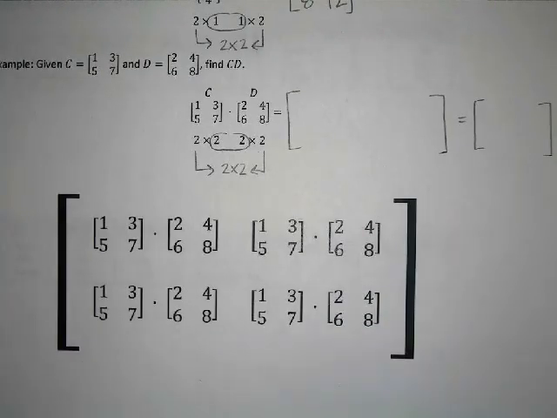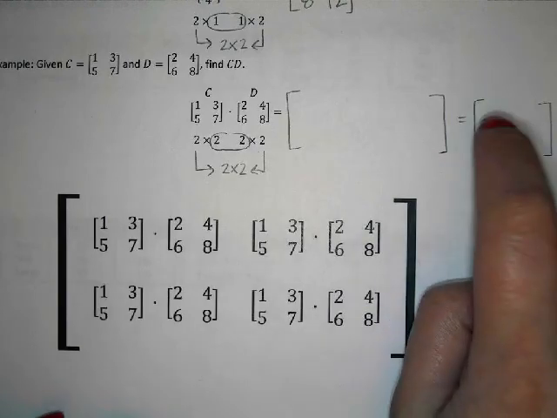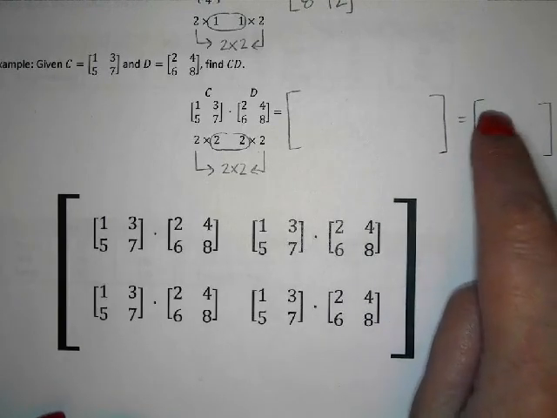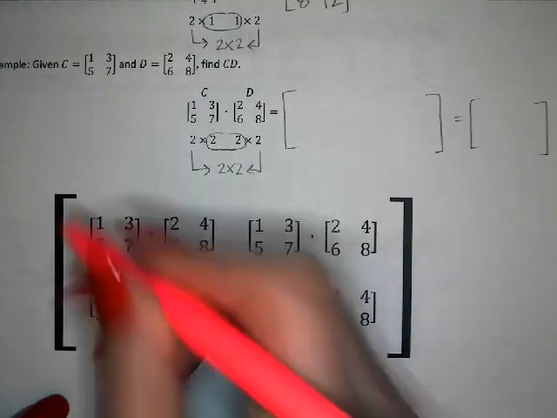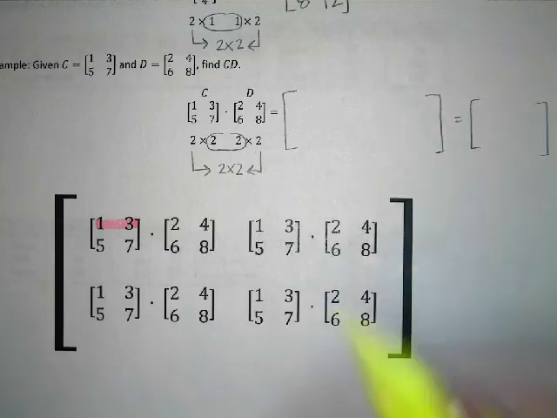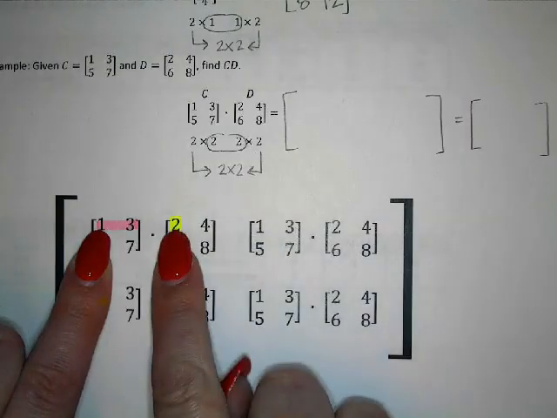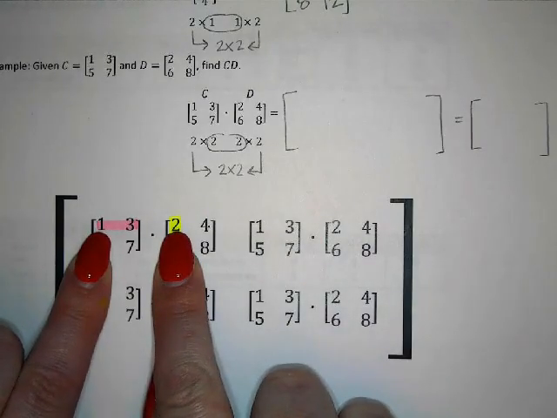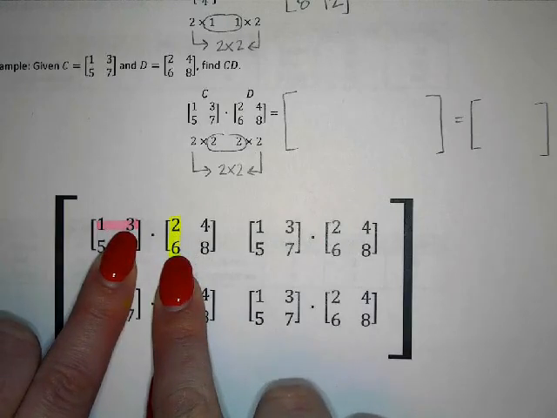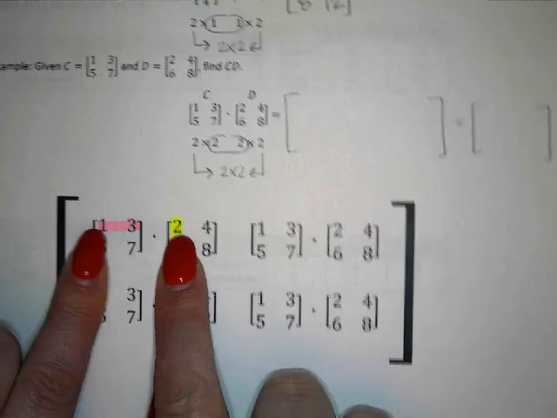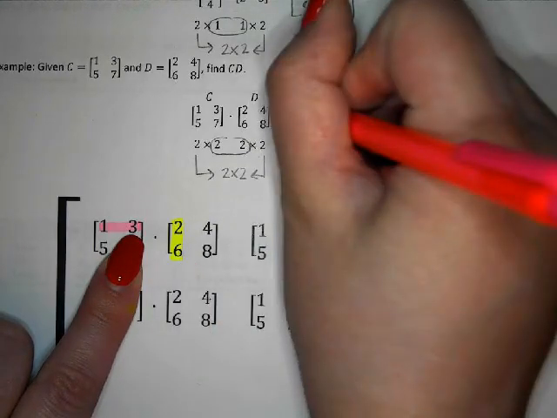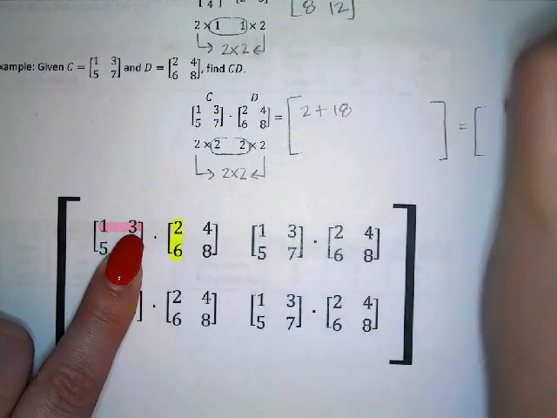Okay, so I'm going to use some highlighters to show you exactly what I'm doing. I'm hoping that this will make your notes really easy to understand. So the first number in my final answer right here is in the position of the first row, first column. So I'm going to take the first row and multiply it by the first column. I'm going to take my left finger for the first row, my right finger for the first column. So I've got 2 added to 18. 2 plus 18. And so the first number is a 20.